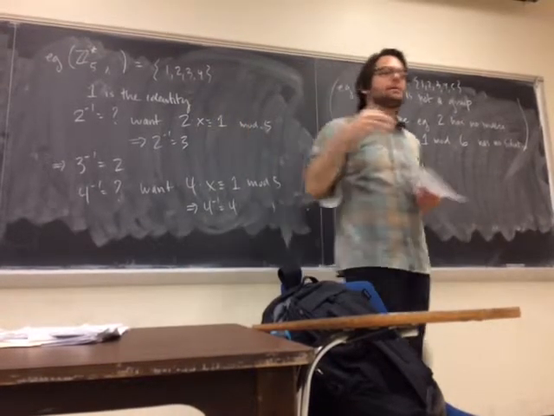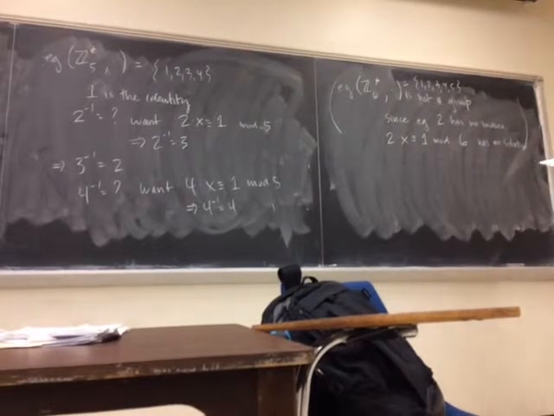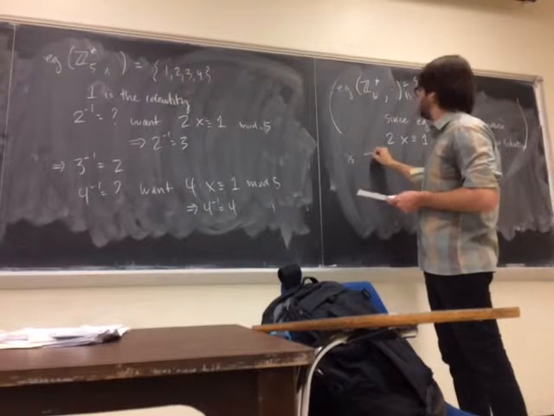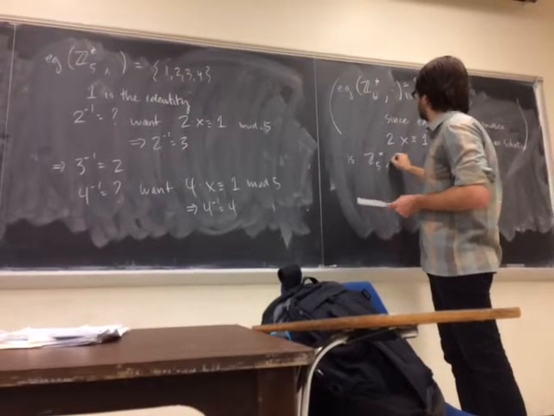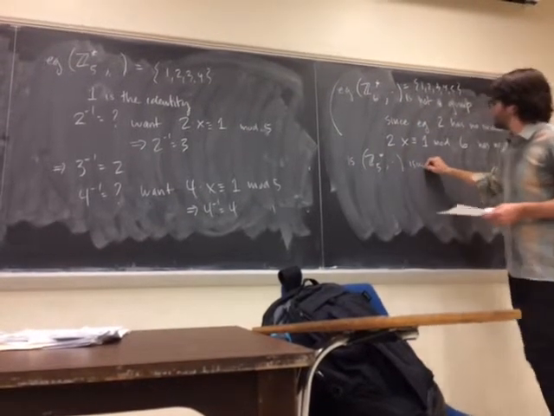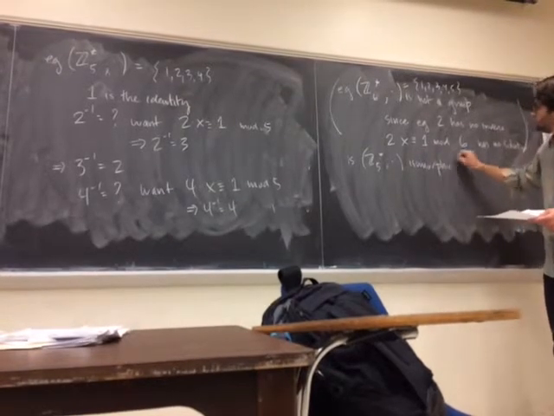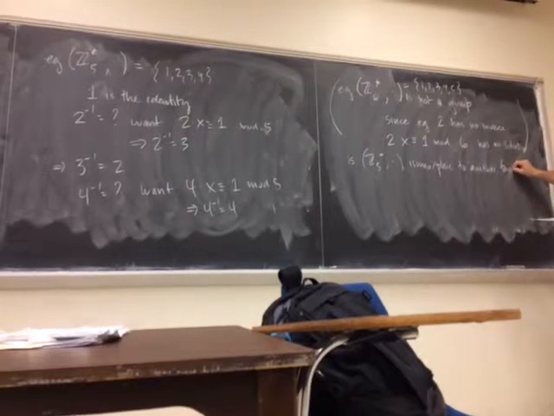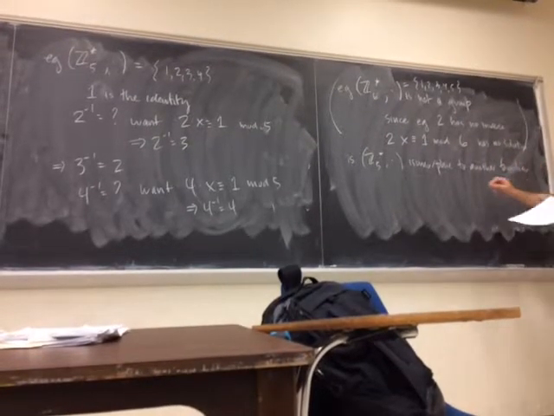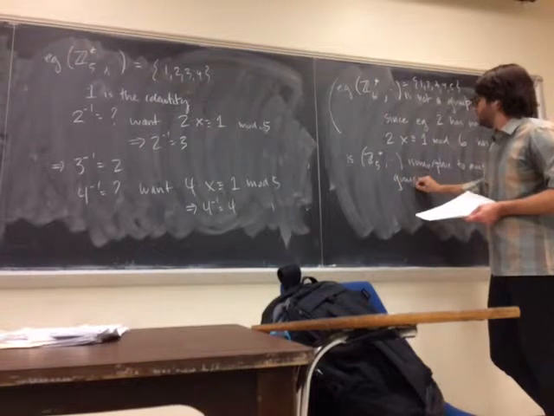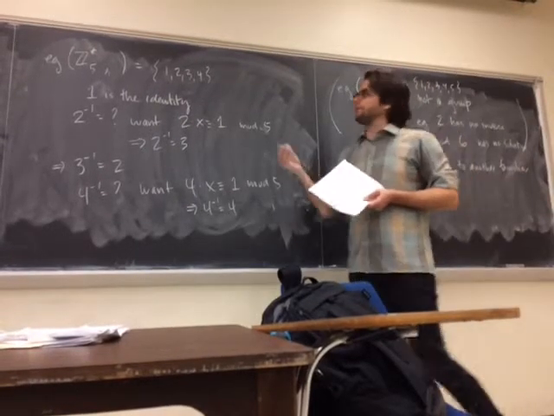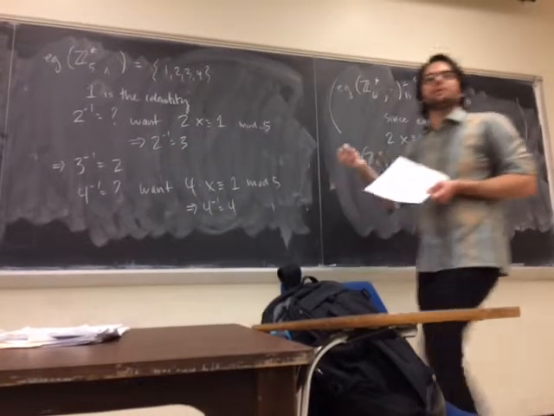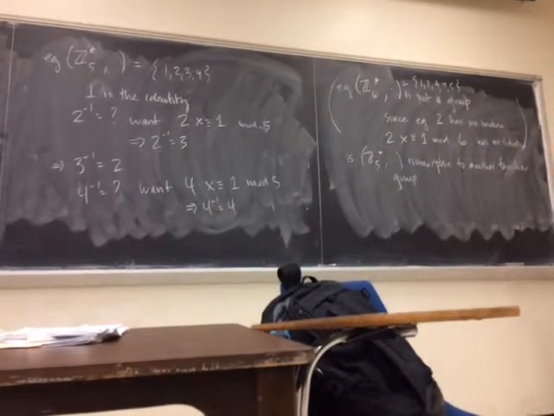The question is, is it isomorphic to something we know? What I want to ask is, is Z5 star isomorphic to any other familiar group? And how many elements does the familiar group have to have? This has 4 elements, so you better look at groups with 4 elements, right? It can never be isomorphic to a group with 10 elements because it has to be a bijection.